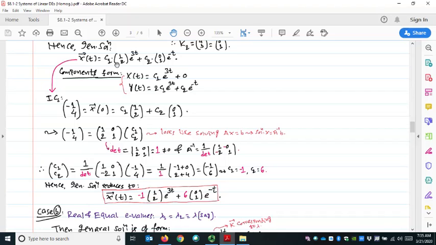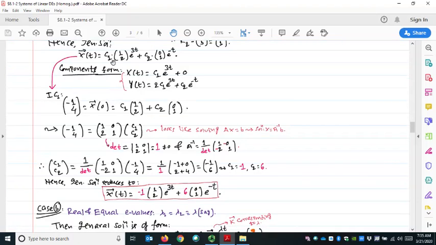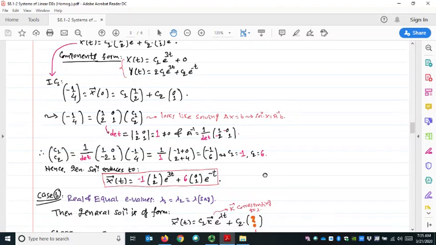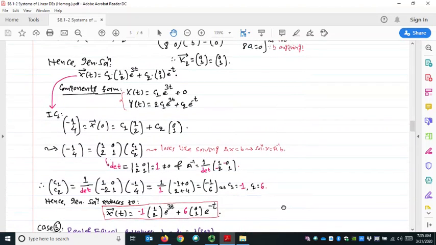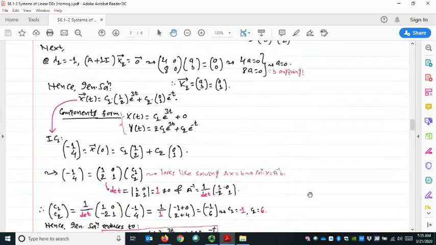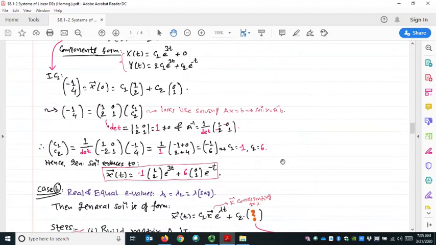Then our general solution reduces to here. x(t) equals -1, and copy this term 1 2 e to the 3t, so plus c2 is 6, and just copy this term 0 1 e to the power -t. Great. So this ends case A. Now let's move on to case B.